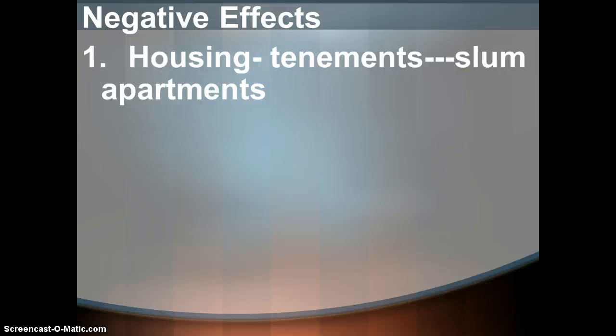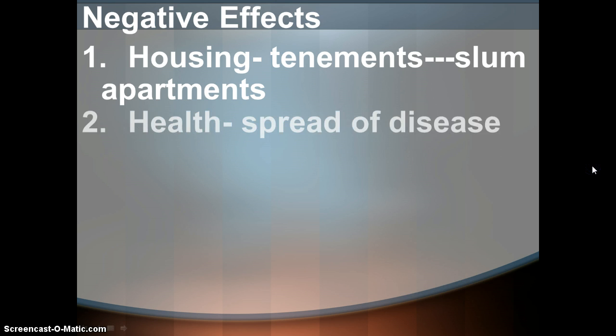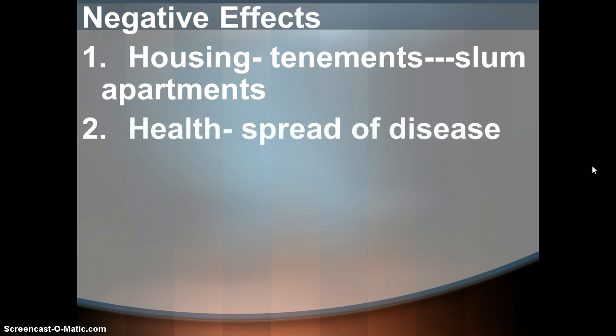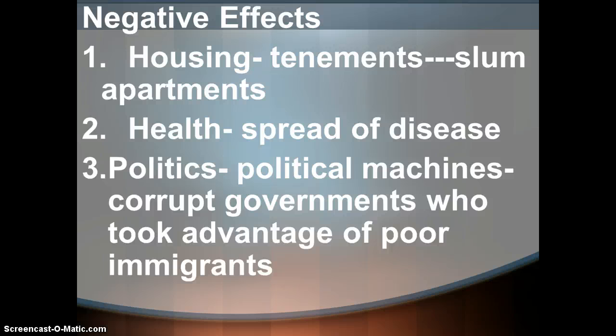All right, so negative effects, definitely housing. Things are not good because things are growing so quickly. We have a lot of tenements, and at this point they're slum apartments. They're pretty nasty. We also have issues with health because there aren't really very good building codes, if any. The walls are thin, there's no indoor plumbing. There's rats all over the place, and people are getting sick with really nasty diseases that we don't even really have anymore.